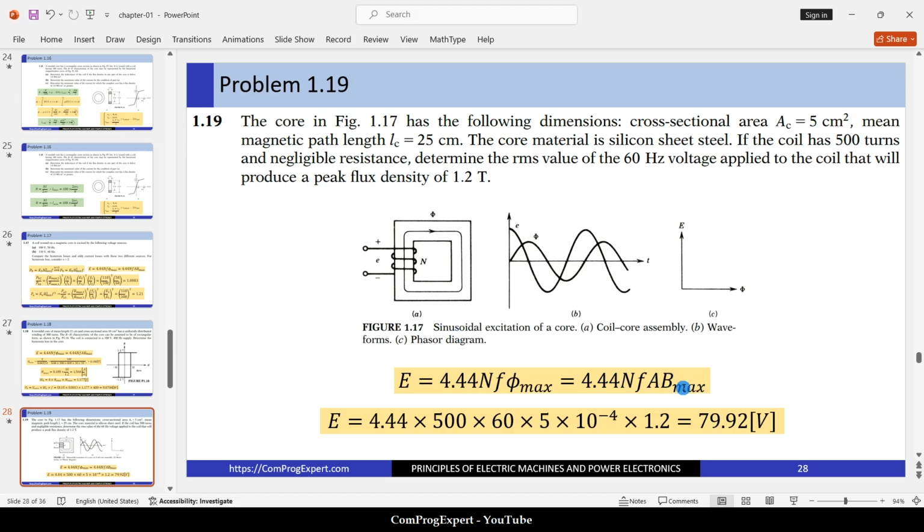So the maximum value of the B, the flux density, is given, and the excitation is sinusoidal. The frequency is given. We have this equation, right? This is the RMS value of the induced voltage, 4.44 NF phi max. The resistance is negligible, so this is equivalent to the RMS value of the applied voltage. We don't have resistive drop. You can consider that phi max is equal to the cross section area times B max.